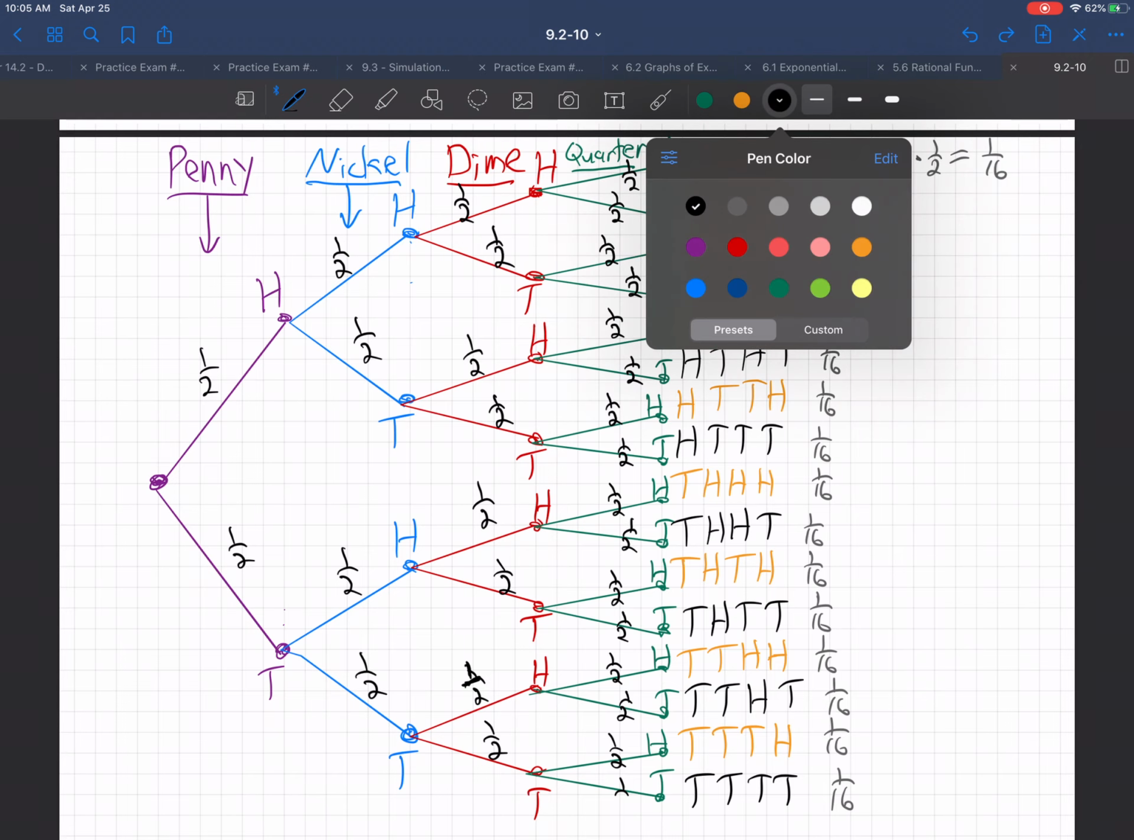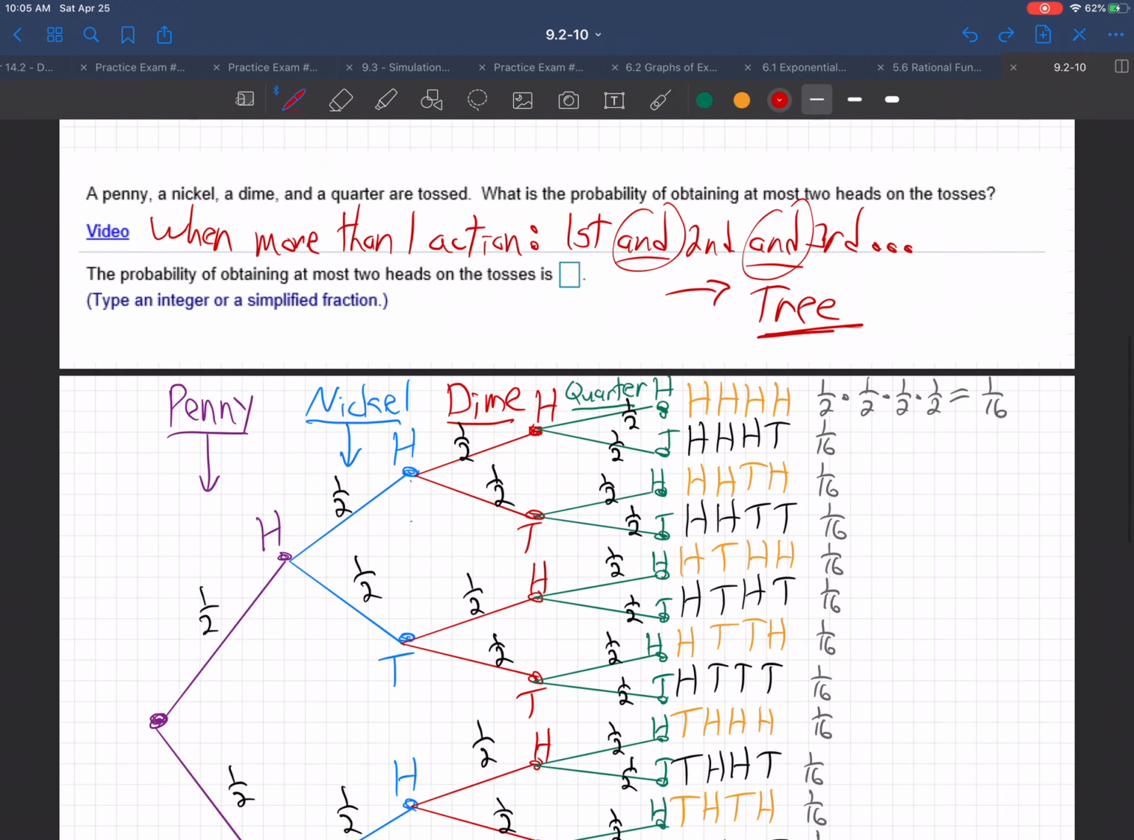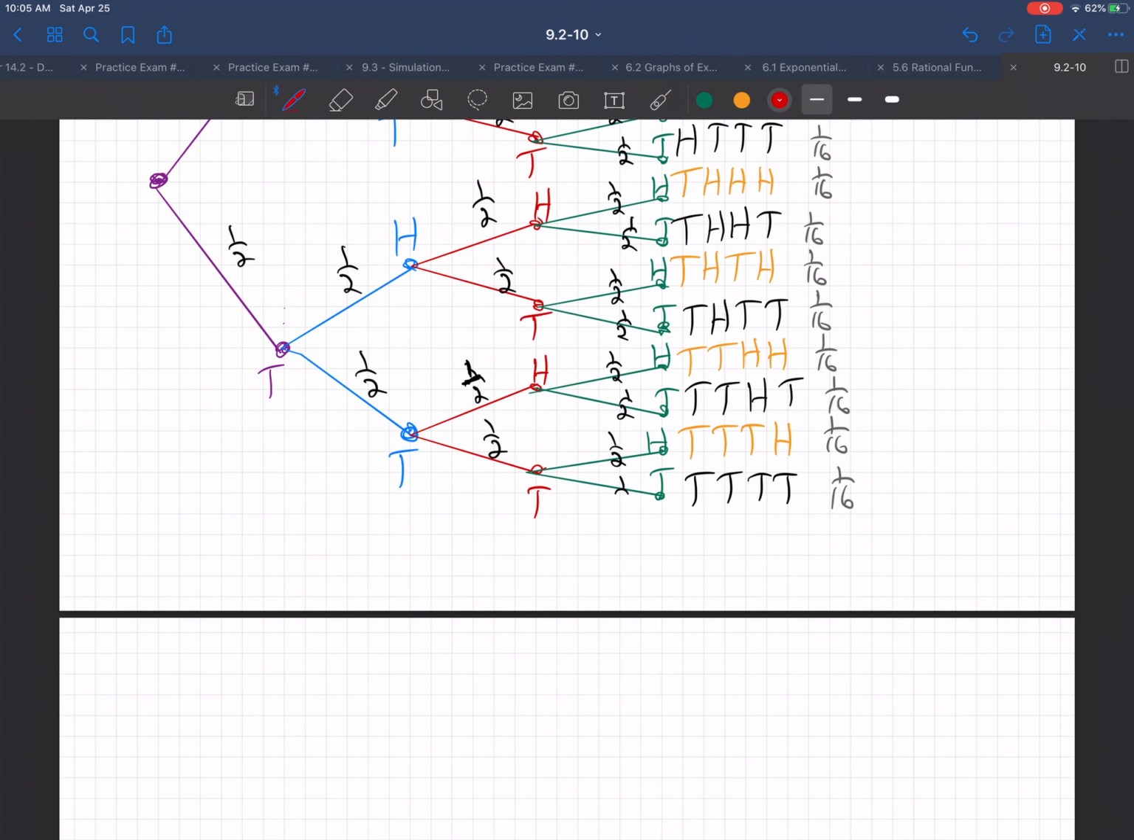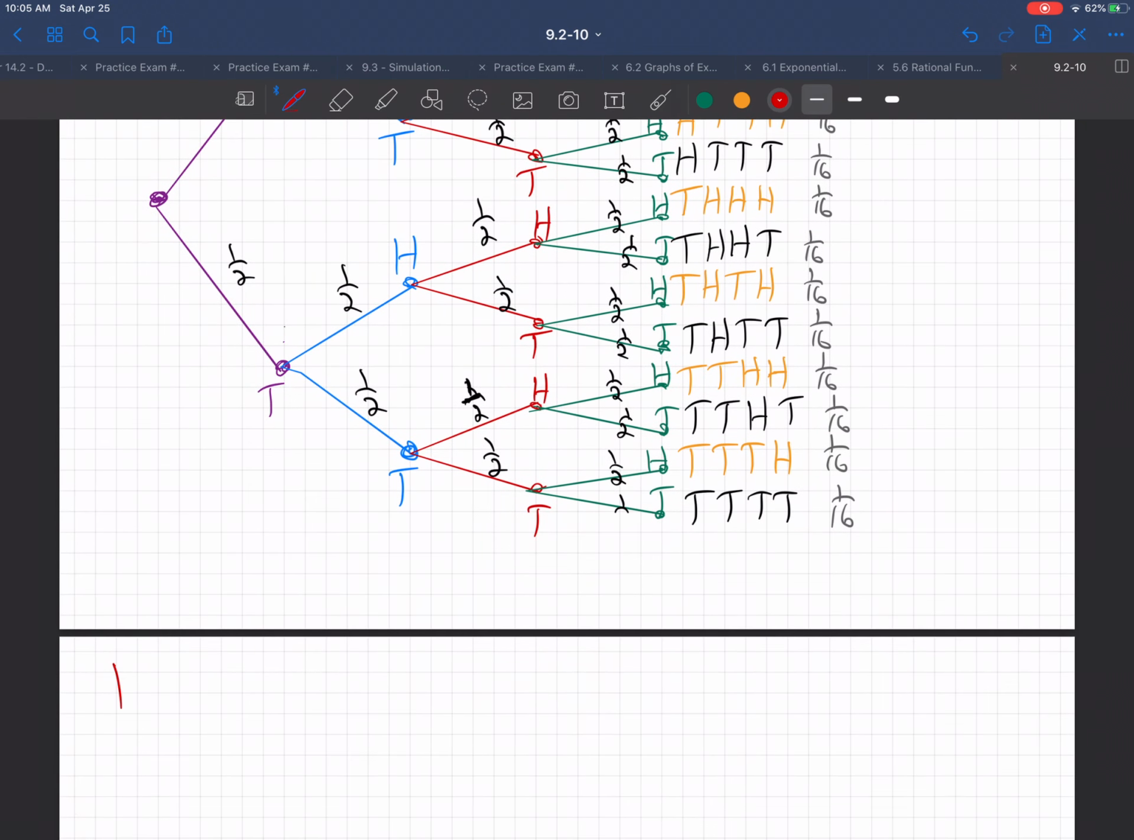What is their actual question? What is the probability of obtaining at most 2 heads? Now there are different versions of this question on the homework. This is the most complex version. I thought I would just do the hardest version from all the versions I've seen, and that should take care of it. So what's the probability of getting at most 2 heads?